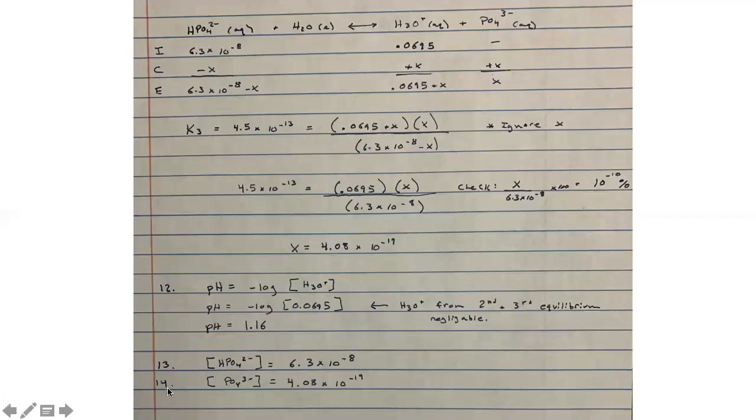And then lastly, 14, what's the concentration of phosphate? Well, the equilibrium concentration of phosphate is equal to X from this third ice table, which is this value, 4.08 times 10 to the negative 19. Okay, that's all I have.